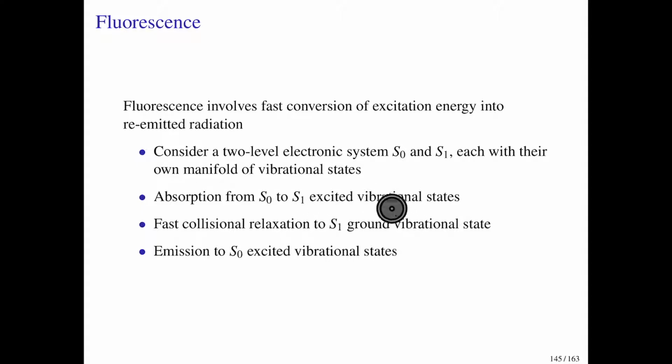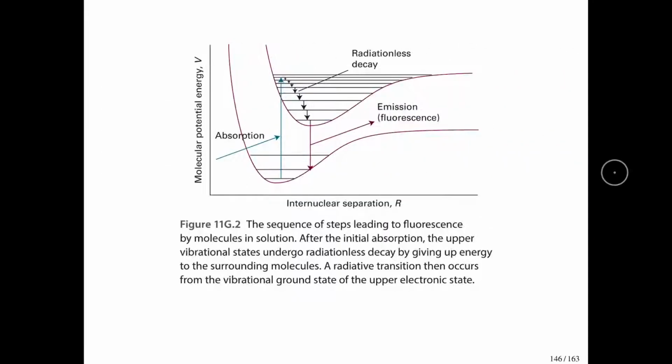Once you get up to one of these excited vibrational states, the molecules very quickly relax through collisions down to the ground vibrational state of the upper electronic state. Okay, so we have a very fast vibrational relaxation on the upper electronic state. And then once you're at the ground vibrational state of S1, it takes a little bit of time, but eventually S1 will lose energy through the emission of a photon, which will take the system to one of several excited vibrational states on the ground electronic state. And so these ideas are depicted in this picture here.